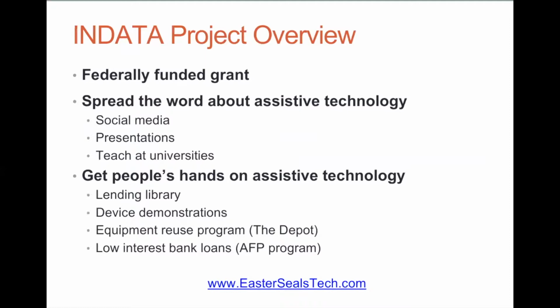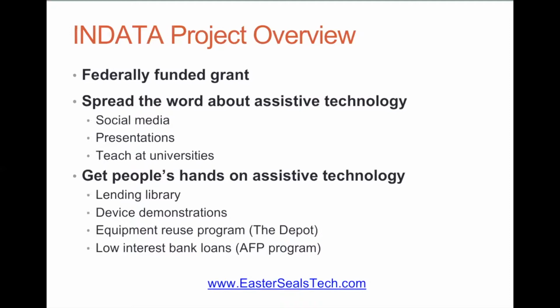So the INDATA project is a federally funded grant. There is a project like this in every state in the union. There are actually 53 of said programs across the country. And the INDATA project is, of course, the Indiana Assistive Technology Act program. It has two goals. The first goal is to spread the word about assistive technology.